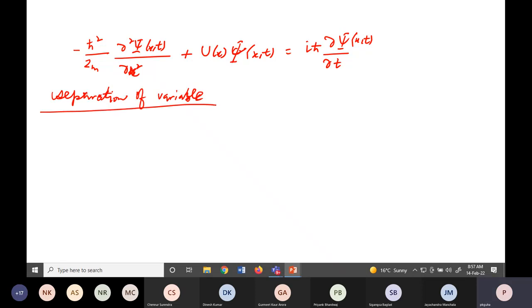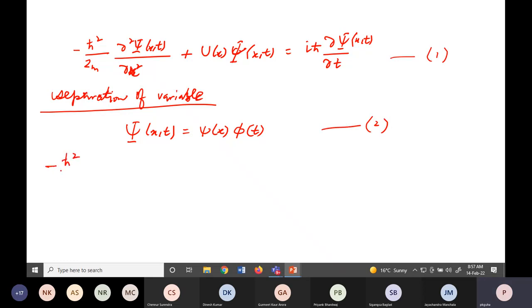Separation of variables method. So what is the separation of variables method? That you probably know. Let's assume small psi of x and small phi of t, with capital psi of x, t being their product. Now if I use that and put it in this, say this is equation 1 and this is equation 2, so if you put this here, you will get it.